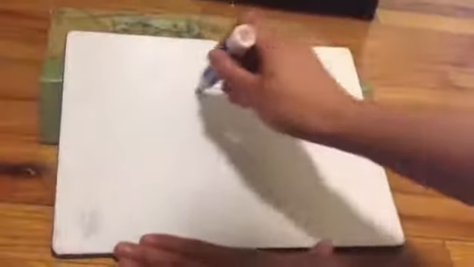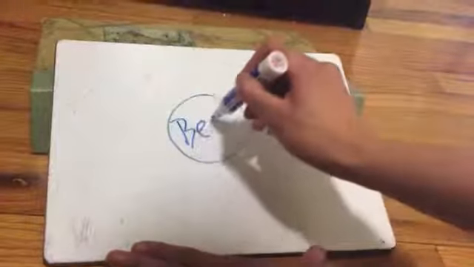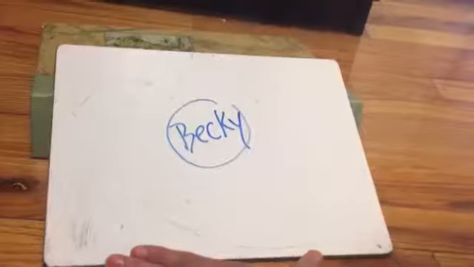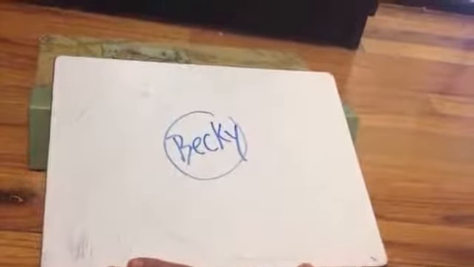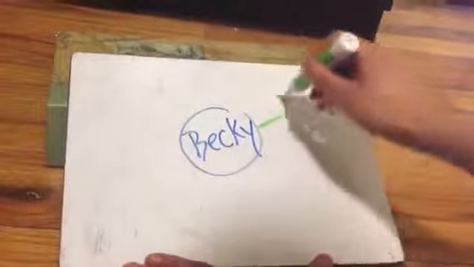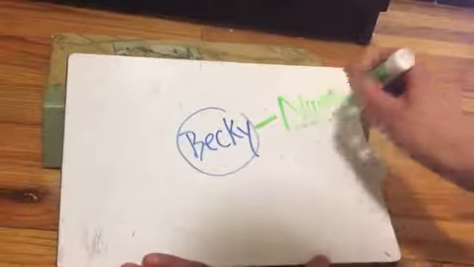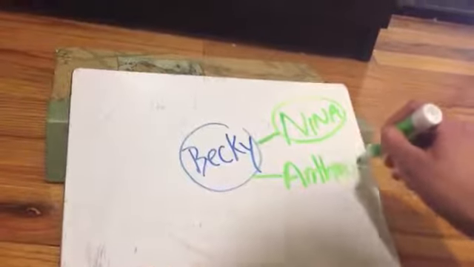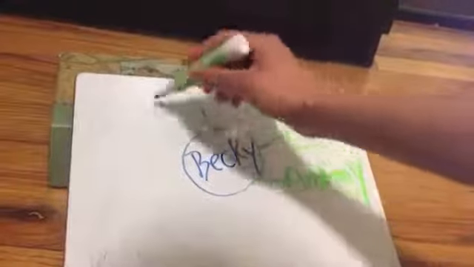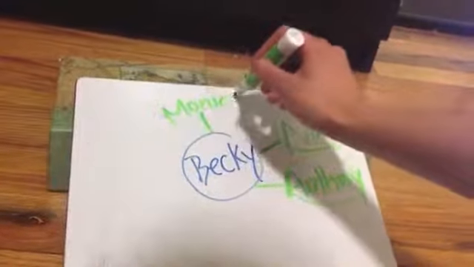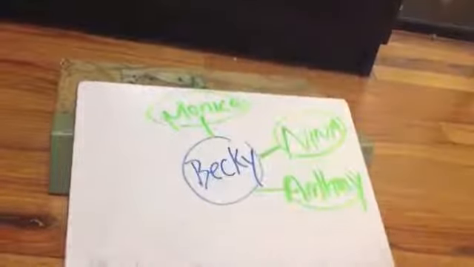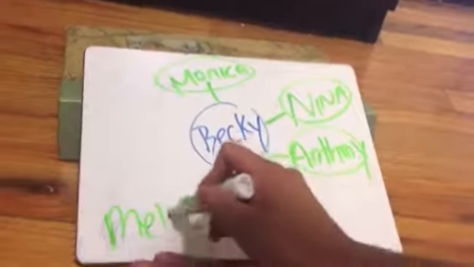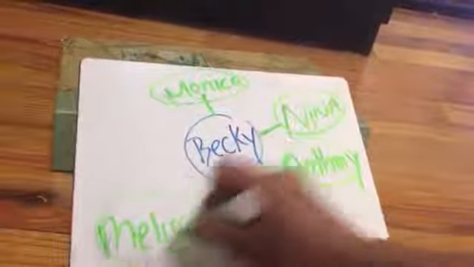My example will place Becky in the center. And we've decided that she has picked for her 3 choices Nina, Anthony, and Monica. So at this moment, we'll have Melissa as the only isolate in the diagram.